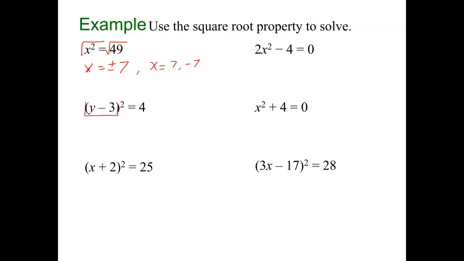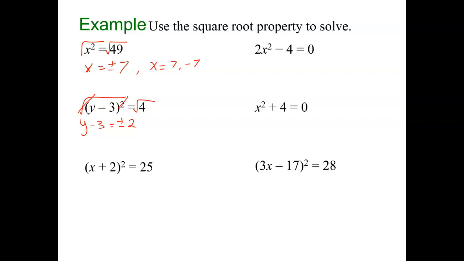Okay? Now again, it's making sure that whatever is being squared is isolated. So I have the binomial y minus 3 squared. Do I have anything else outside of that on the same side of the equation? No. So I can use my square root property in order to get rid of the radical around that binomial. So y minus 3 equals what? Positive and negative 2. You have both positive and negative 2. But now I'm not done because I still don't know what y equals. So you would add 3 to both sides.